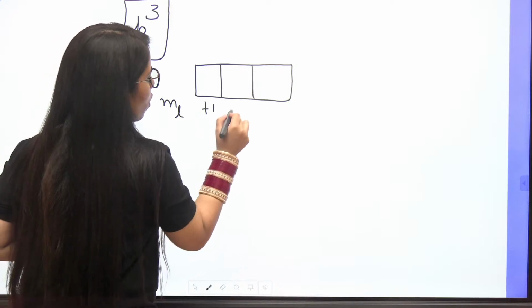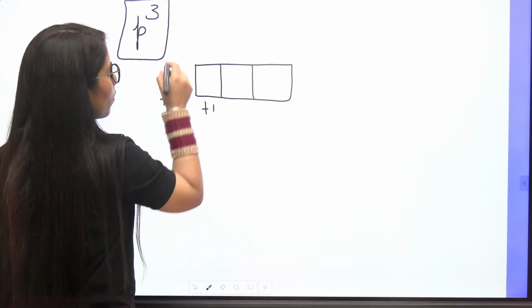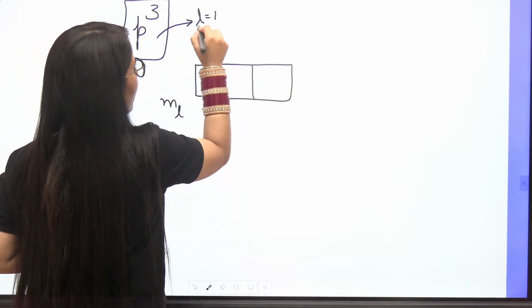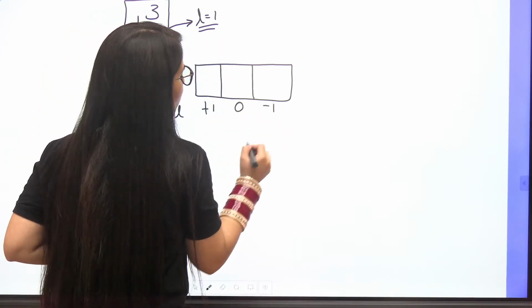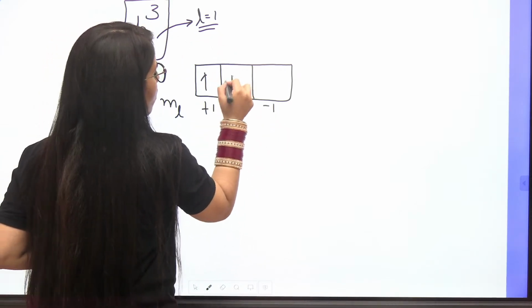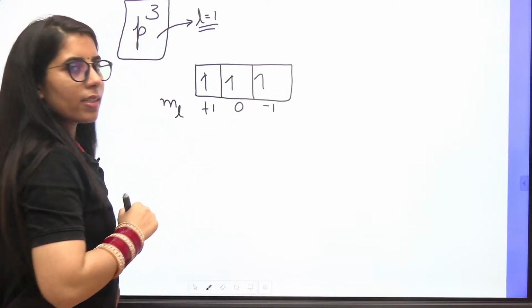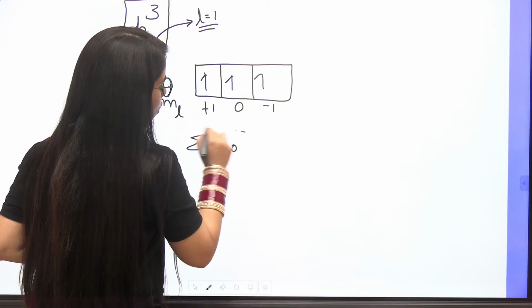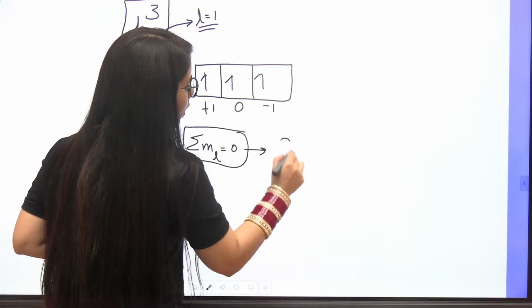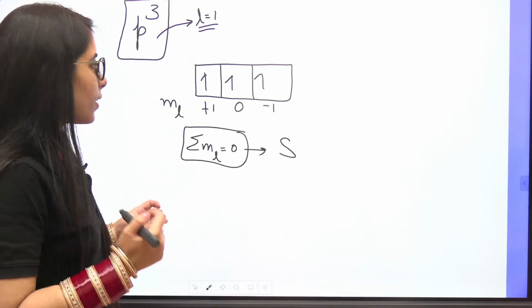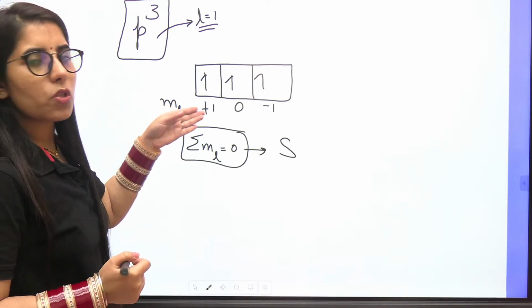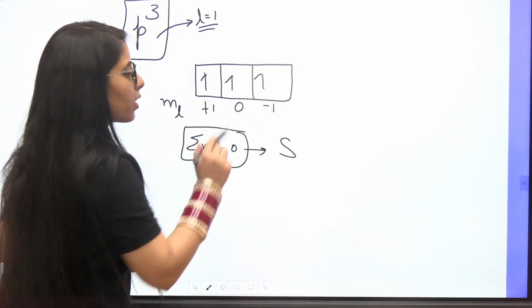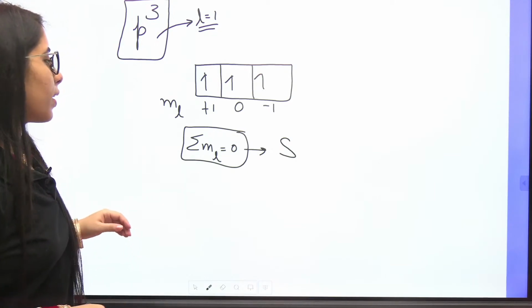So ml values corresponding to the p orbital. For p, L is equal to 1 and ml will be plus 1, 0 and minus 1. So I need to fill the 3 electrons there. Now in that case, summation ml will be equal to 0, and that's going to be S. Clear? In this case, summation ml means I'm just adding plus 1, 0, minus 1, done. This is how we are going to consider it.